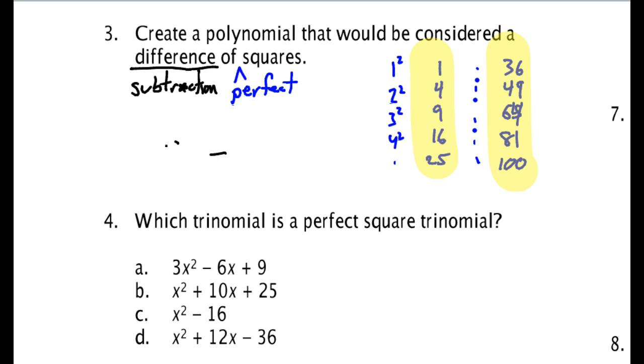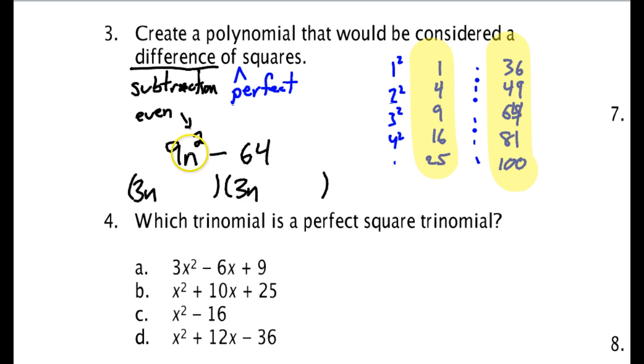I can pick any of them. I'm going to pick 9 and 64. And usually the first one has a variable on it, so that's squared or to the 4th power. It's important that this exponent is even. That has to be even. It doesn't tell you to factor it, but if we did factor it, here's what it would look like. 9n squared is 3n times 3n. 64 is 8 times 8. In order to get the negative, or the subtraction, you need a positive and a negative. So a positive times a negative is the negative.